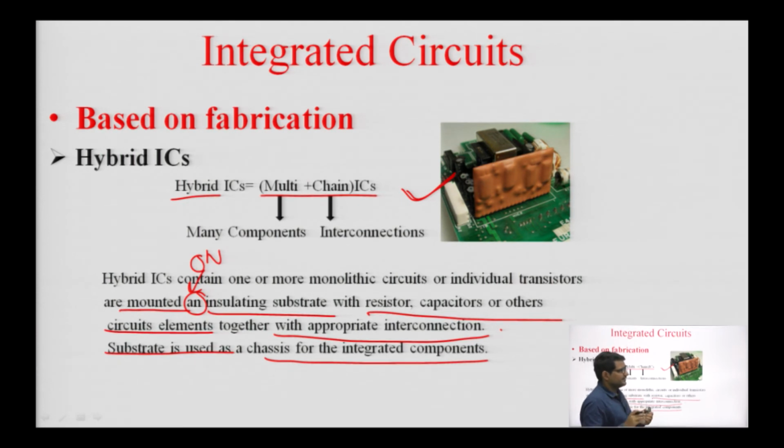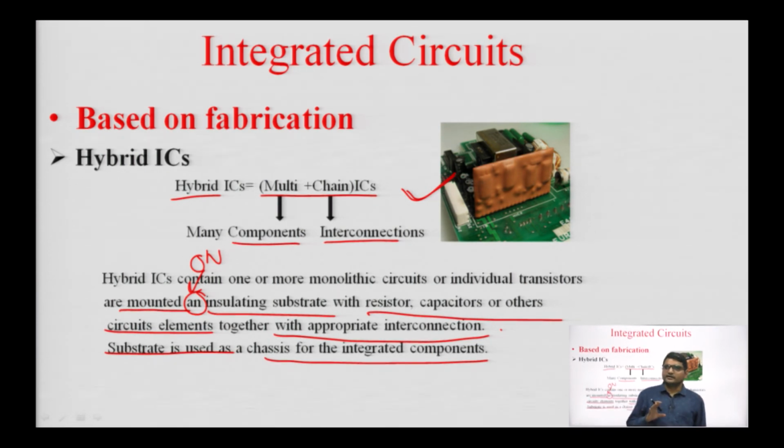Hybrid integrated circuit also has two parts. One is the thin film IC, the other one is the thick film IC, depending upon the method by which we make the IC. So, hybrid IC has two parts, one is the thin film IC, another one is the thick film IC. So, these are the introduction about integrated circuits, ICs.